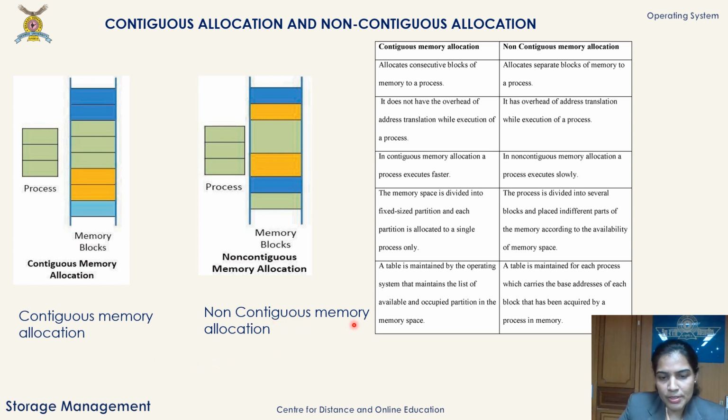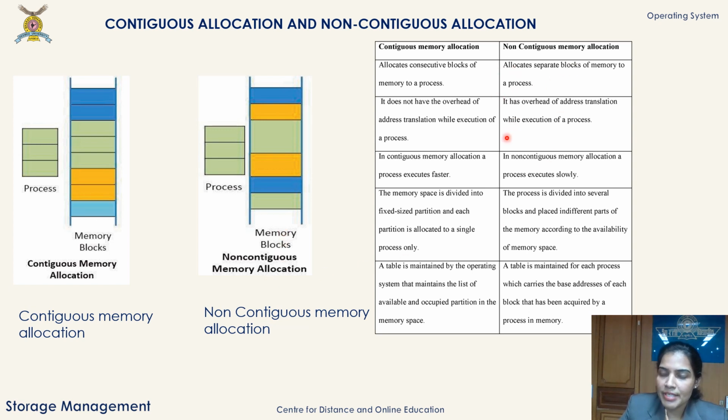In the non-contiguous memory allocation method, it assigns separate memory blocks at different locations in memory space. Here in non-contiguous memory allocation, it will reduce the memory wastage which can be caused by internal and external fragmentation. This is the situation of non-contiguous memory allocation. One blue block is here, the other blue block is here. So it is a non-contiguous memory allocation.